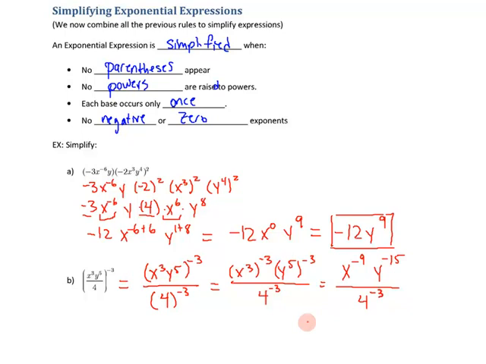So everything's going to move to the other end. 4 to the minus 3 comes at the top. I'll have 4 to the positive 3. X to the minus 9 comes to the bottom. I have x to the 9th. Y to the minus 15th comes to the bottom. I have y to the 15th. So that's 64 over x to the 9th, y to the 15th.